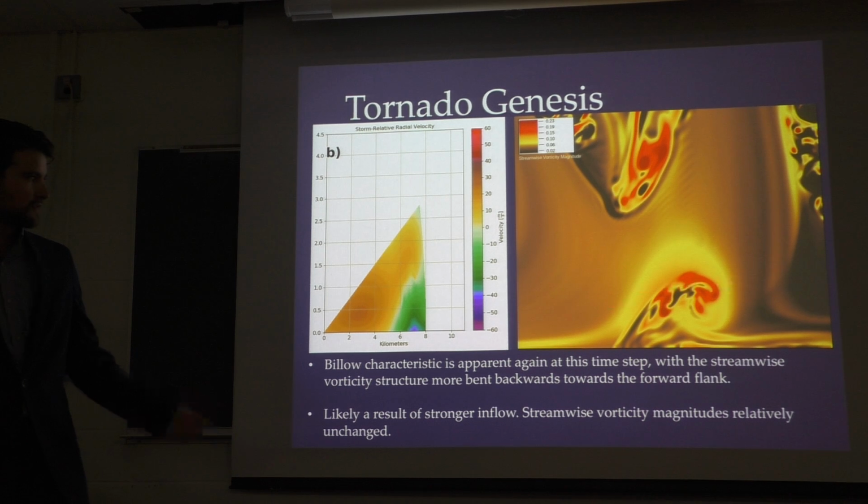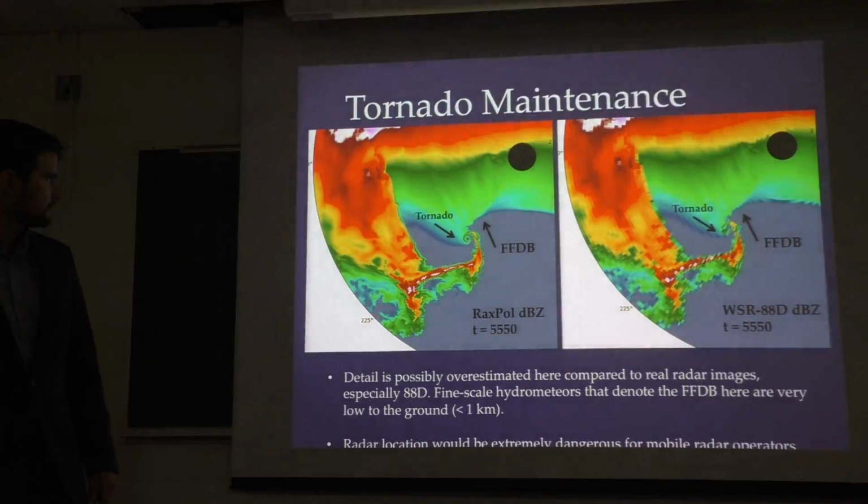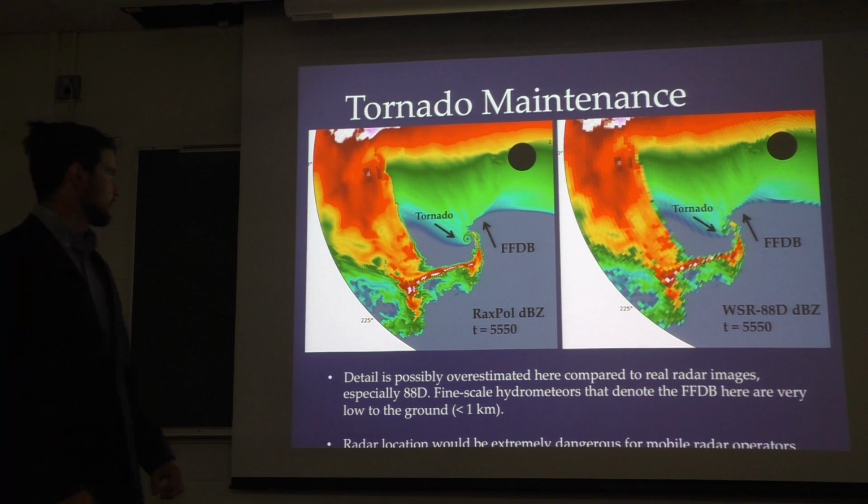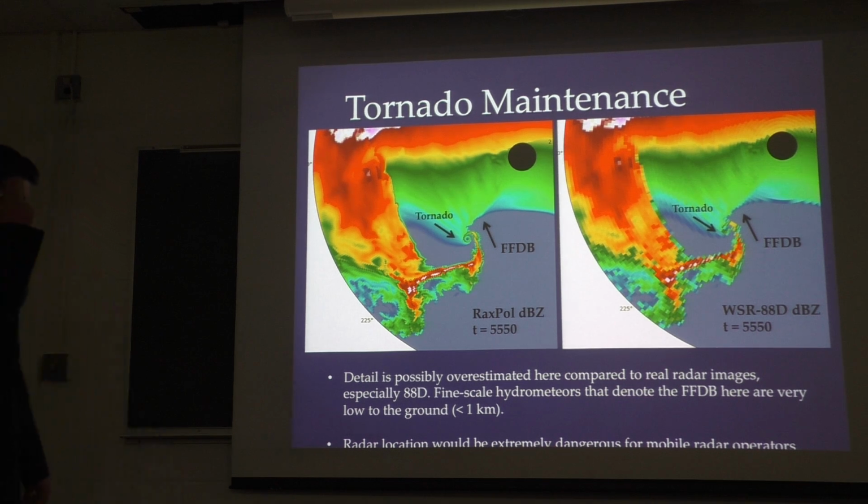Magnitude's pretty much overall the same, but all right, now we're moving on to tornado maintenance. The actual structure of the storm is quite a bit different at this point. The hook echo is a lot thinner, which is pretty typical in nature for these storms that have big violent tornadoes. You often see the hook echo get really stringy, especially with really high resolution data.